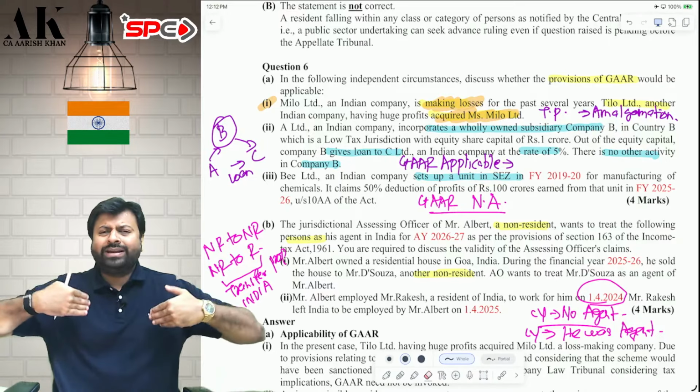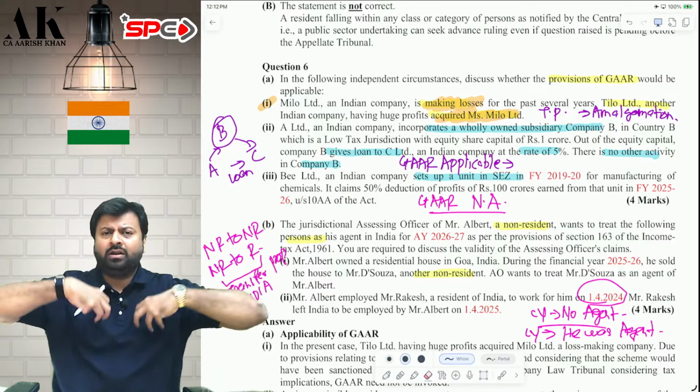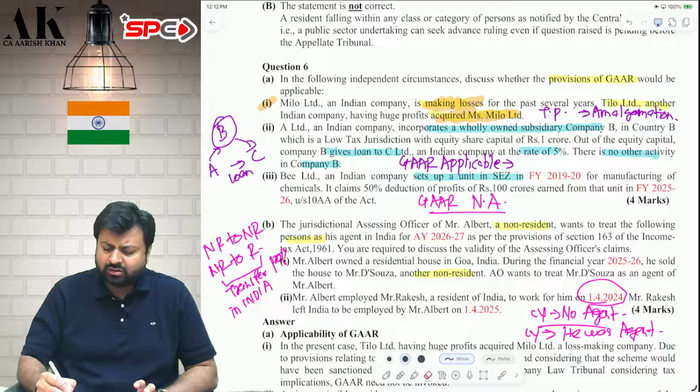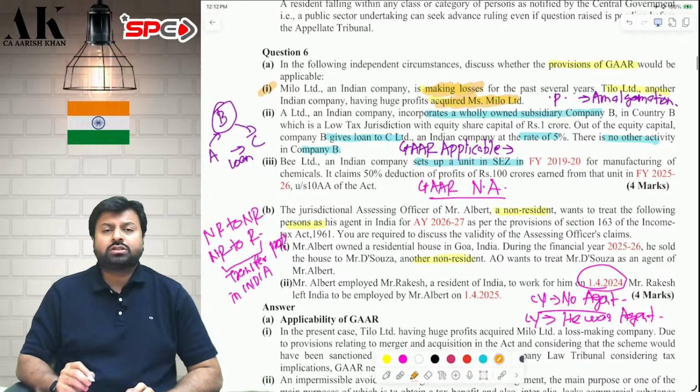There is nothing wrong. One entity is into losses, another is into profit. The loss-making entity is getting merged with the profit-making entity. It is amalgamation. It is allowed as per income tax law. There is nothing wrong in that. Okay. The second question, GAR is applicable.